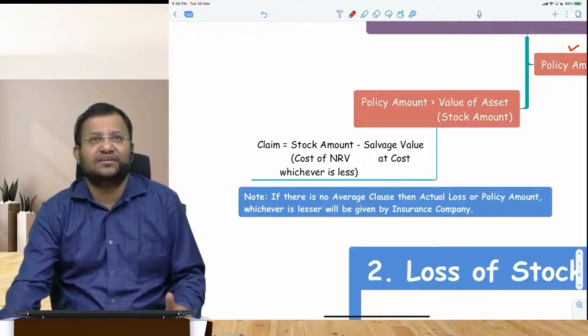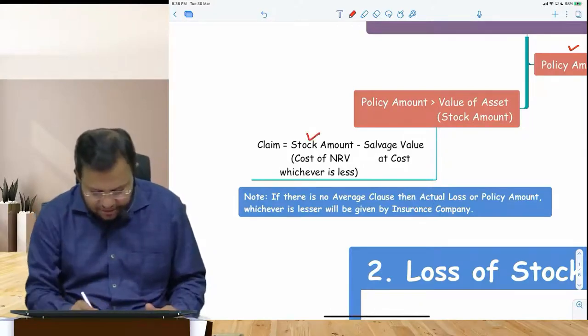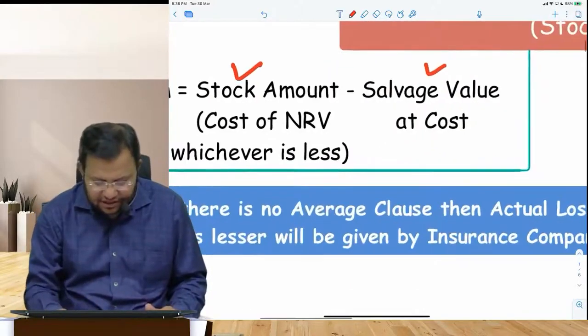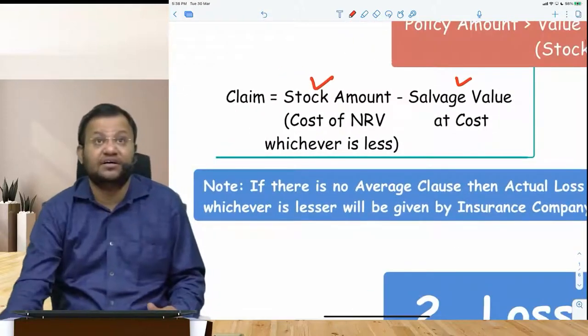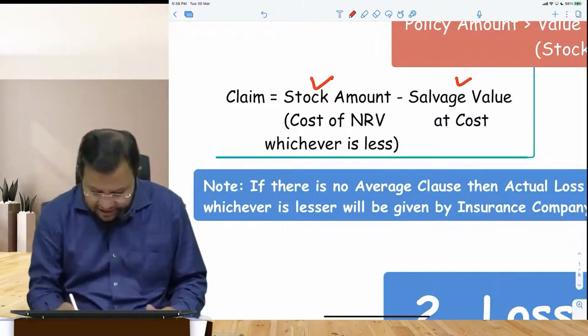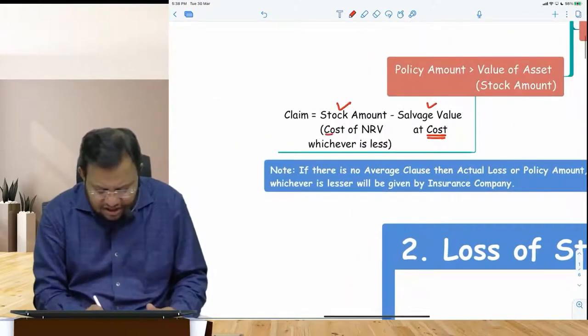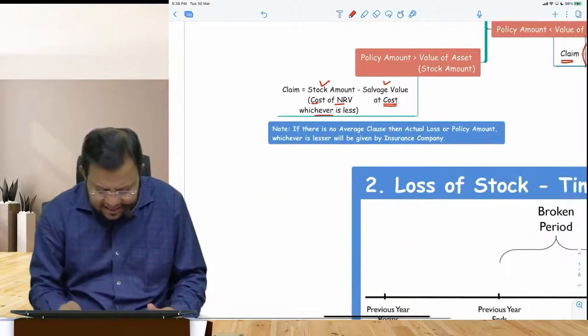Next, if the amount of the policy is greater than the value of the stock or value of the asset, then obviously your compensation will be equal to entire amount of loss, whatever is the stock amount less salvage value. But observe the key word here. I have not written entire salvage value, I have written salvage value at cost. Salvage value at cost, it's not a market value. So value of the stock will be the cost or NRV, whichever is lesser.